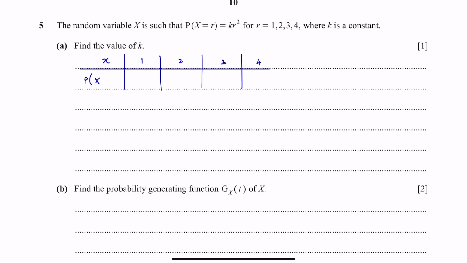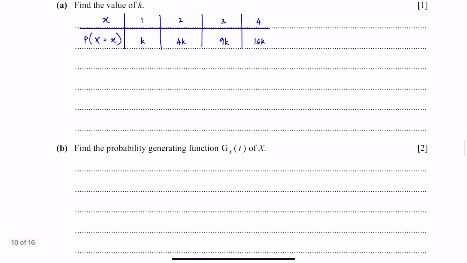And the probability for x equals 1 is k, x equals 2 is 4k, x equals 3 would be 9k, and x equals 4 would be 16k. So the total probability is equal to 1. So k plus 4k plus 9k plus 16k equals 1. And 30k equals 1, so k would be 1 over 30.